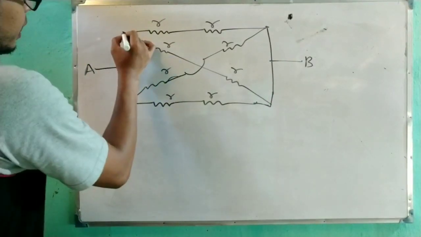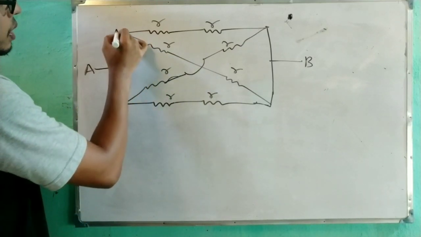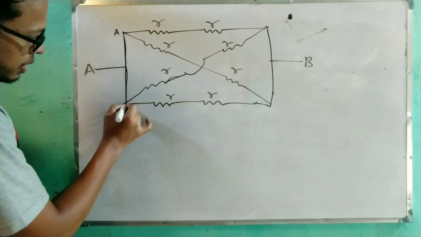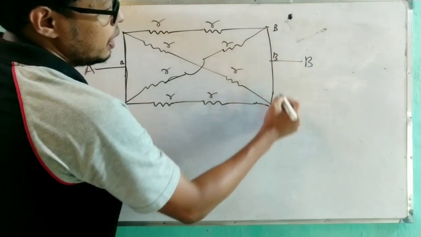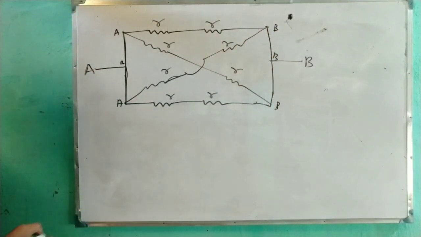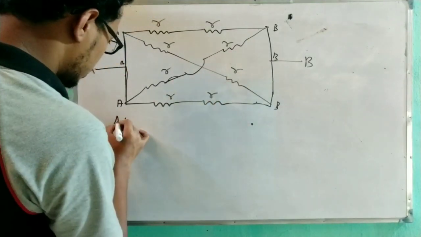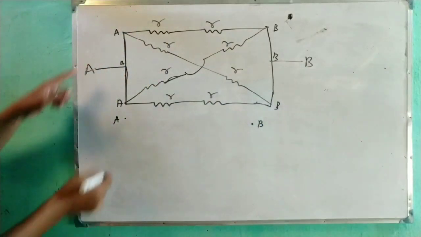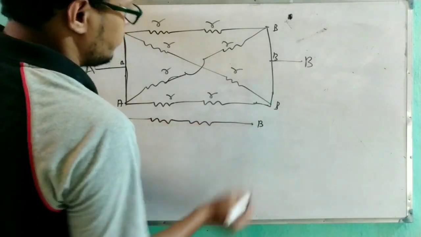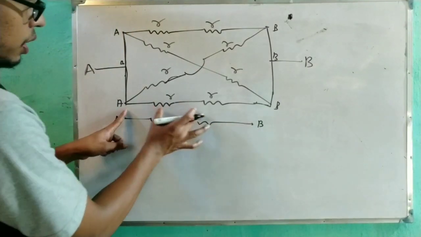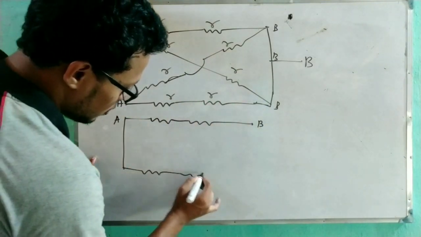See, as this point is A, this point will also be A. Same case for B, B and B. Now we will observe the two points, the simplified circuit I am trying to draw. This is AB, so these two are connected in between A and B. Now come over here. These two are also connected in between A and B.